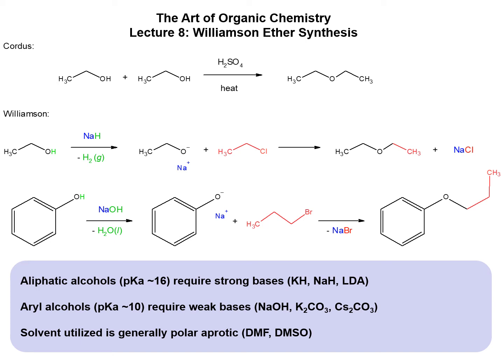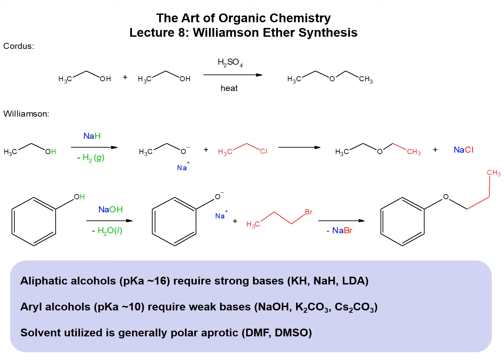In 1540, Cordus showed that he could take ethanol with sulfuric acid and heat it to form diethyl ether. In 1851, Williamson expanded this methodology and took sodium ethoxide, reacted it with ethyl chloride, and formed diethyl ether.